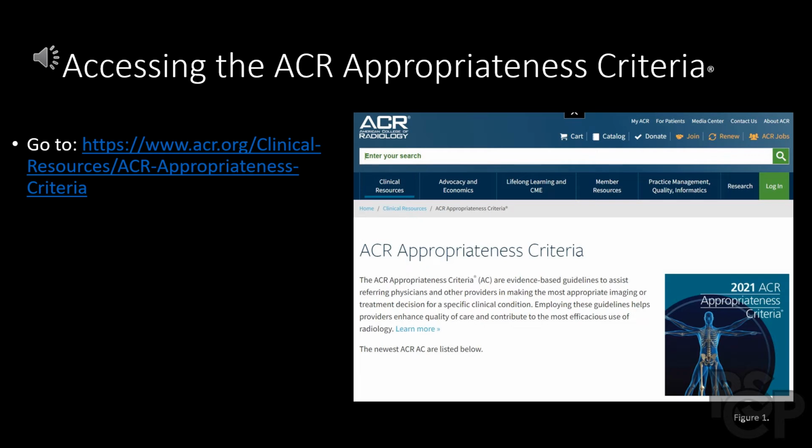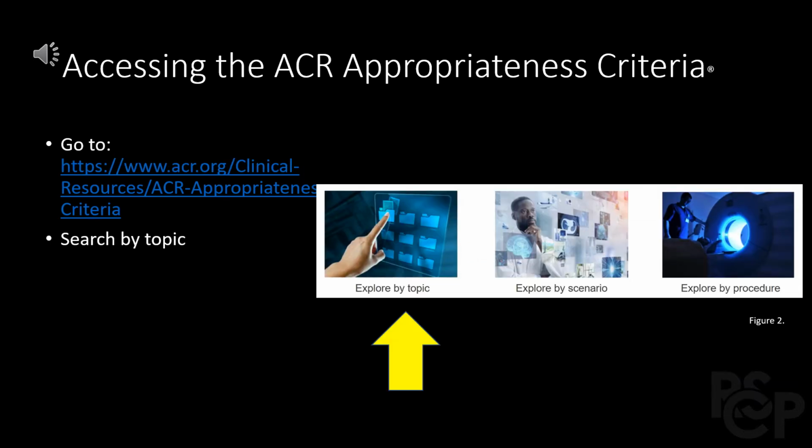In order to access the ACR appropriateness criteria, use this web address or search for ACR appropriateness criteria. You will be taken to this page where you can begin your search. Scroll down until you see this menu. You will be able to search the database by topic, clinical scenario, or procedure. For this case, we will search by topic.